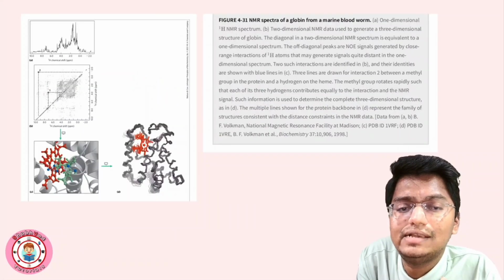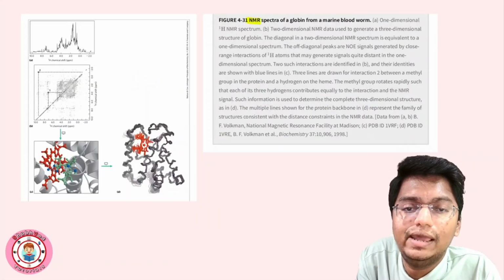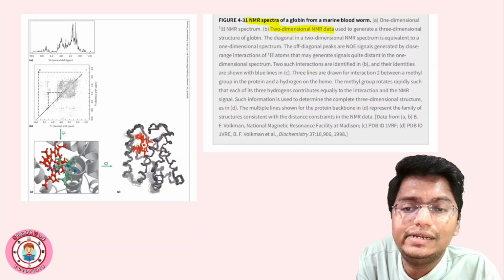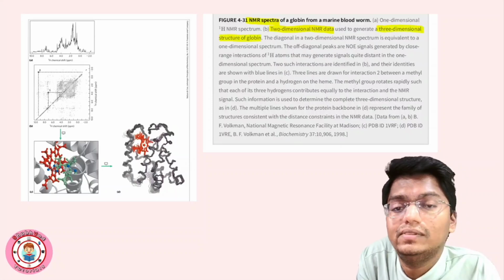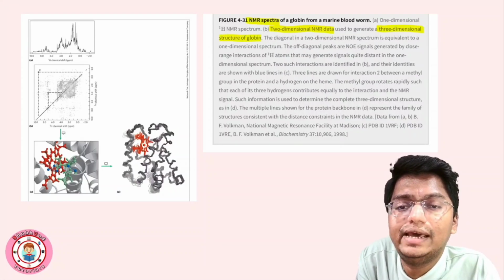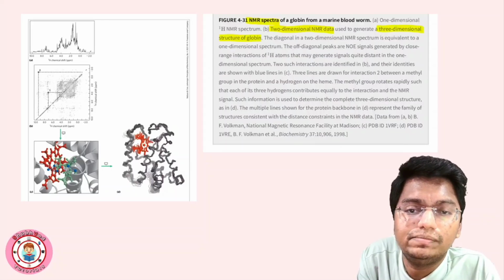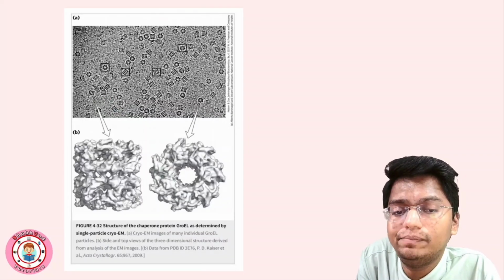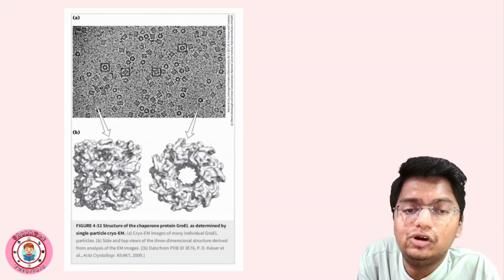Next is NMR spectroscopy. NMR spectra, right? It generates 3 dimensional data from 2 dimensional data. Okay, 2 dimensional data is used to generate a 3 dimensional structure. So here globin is shown as an example. Next is cryo EM, cryo electron microscopy. EM is electron microscopy. This is also very important for analysis of 3 dimensional structure. So here the protein shown is GroEL. It is important for folding.